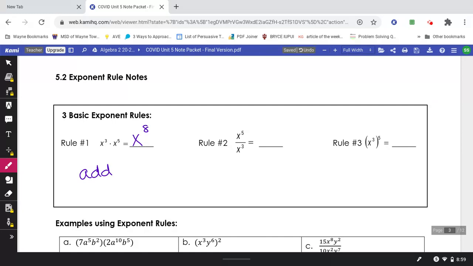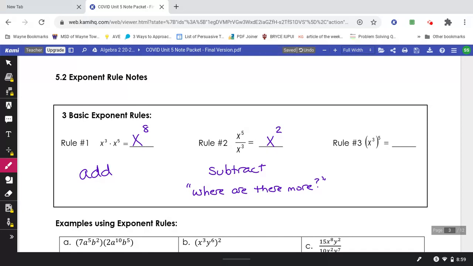For rule number 2, when you are dividing, we are going to subtract the exponents. Another way I like to say this is, where are there more exponents? And I'll kind of explain that as we go through this lesson. This is going to help me with some negatives. For right now, this one, 5 minus 3, would just give me 2.